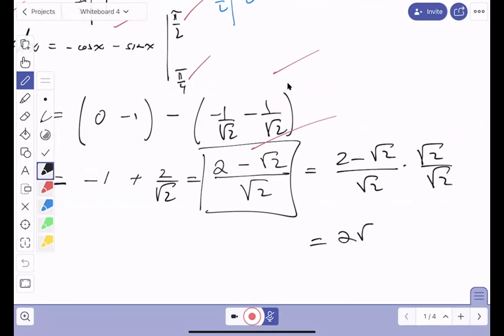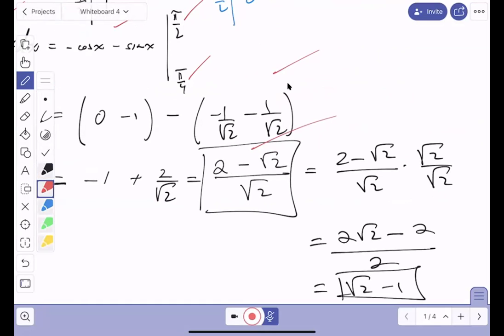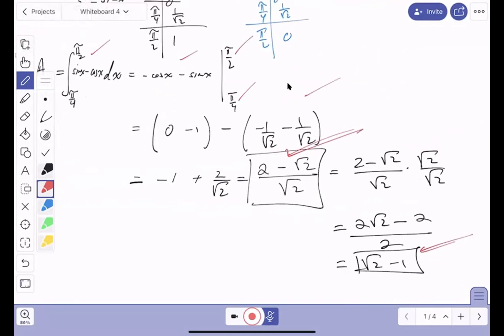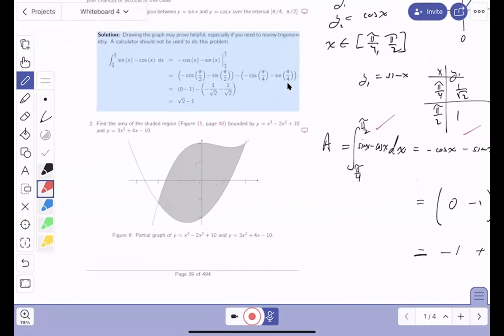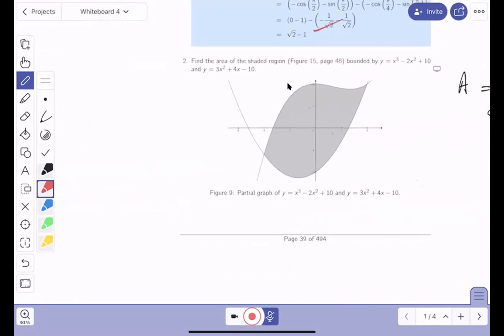And what do you get? 2 root 2 minus 2 over 2. And if you reduce this, you get root 2 minus 1, right? This is actually a better answer. I got to be honest with you, though, I would not discriminate. This answer up here and this answer over here, to me, are the exact same answer. What would a book have? It would have root 2 minus 1. Let's go back to our key and see how we did. We did good. All right. Let's go to the next one.